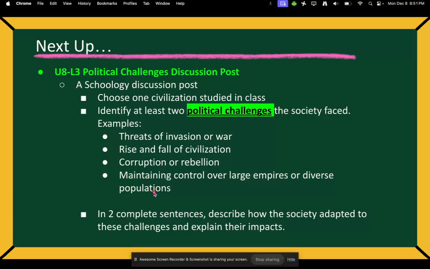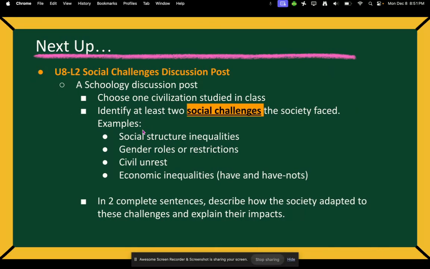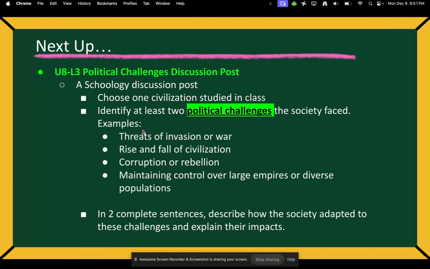U8-L3, political challenges discussion post. So, it's going to be a very similar concept, okay? It's going to be a Schoology discussion post. You're going to choose one civilization studied in class. It can be a different one than you used in the social challenges, okay? It can be totally different. That's fine. You're going to identify at least 2 political challenges that society faced.